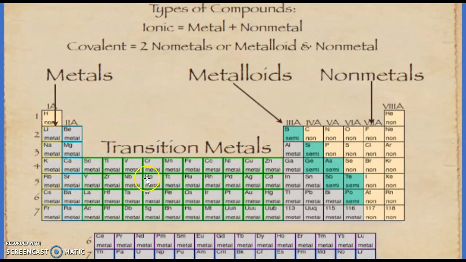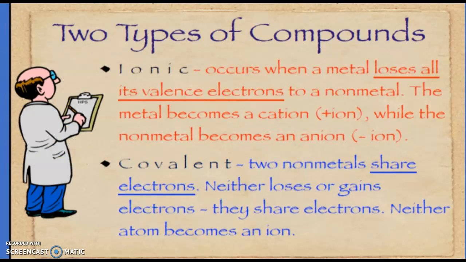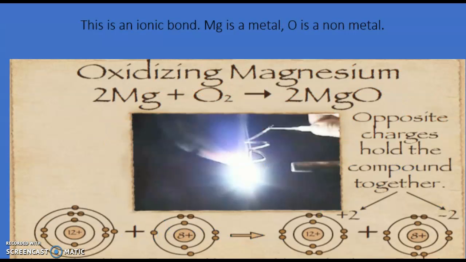Again, you've got your metals on this side, your transition metals, your metalloids, and your non-metals. So the type of formula that we're focusing on writing today is ionic. Again, it's when a metal loses its valence electrons to a non-metal, and then the metal becomes a cation, which is positive, and the non-metal becomes a negative ion because it has gained electrons.